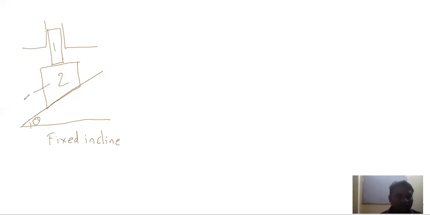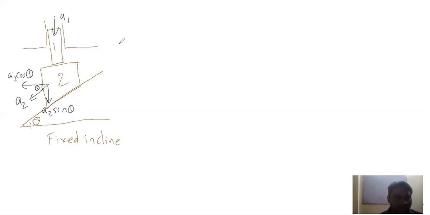Acceleration of block 2 will be down the incline, let us say A2, and acceleration of block 1 is A1 in the downward direction. Again, if we apply the same concept, components perpendicular to the incline are constant. So what will be the equation? The component of A2 along this direction, where this angle is theta, will be A2 cos theta, and this component will be A2 sine theta.